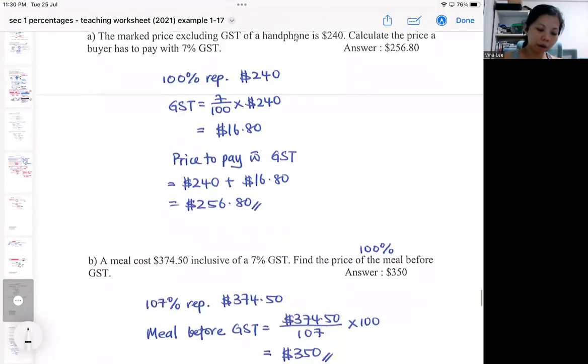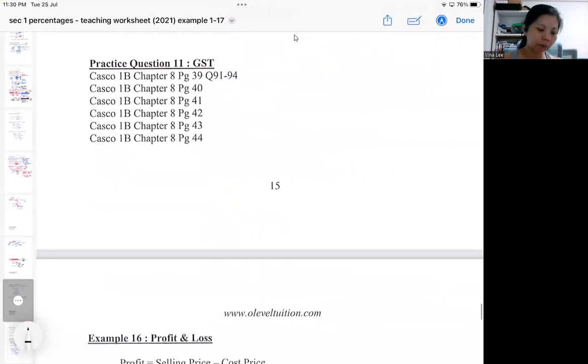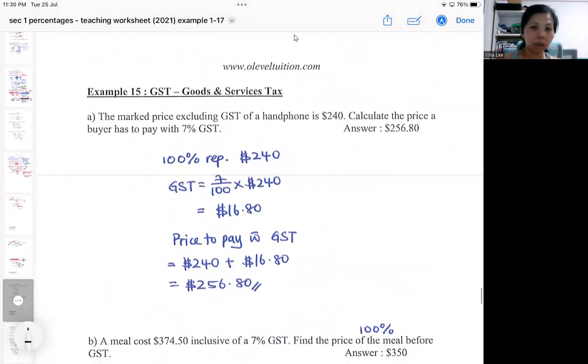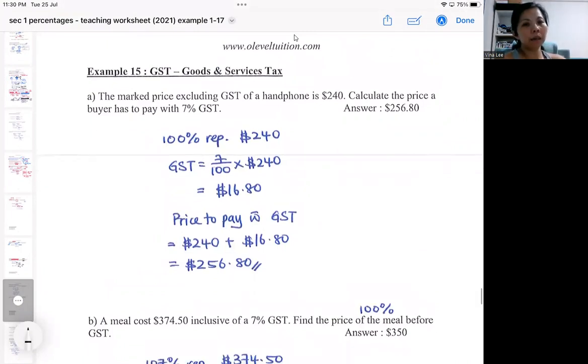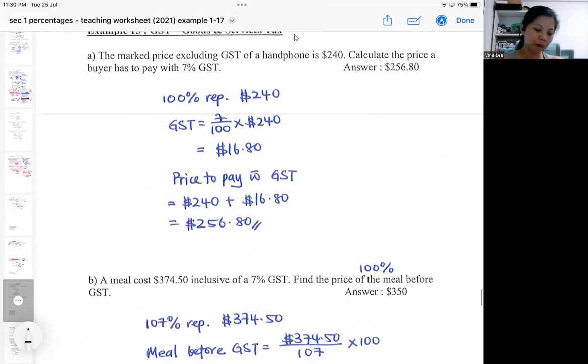In this example, I'm going to explain the idea of GST. Okay, so what you will need to know is GST stands for Goods and Services Tax. So it is a tax by the government. The government taxes the goods and the services. Okay, so I will give you two basic examples first. Then I will talk about the service charge and what you actually pay when you go out for a meal.